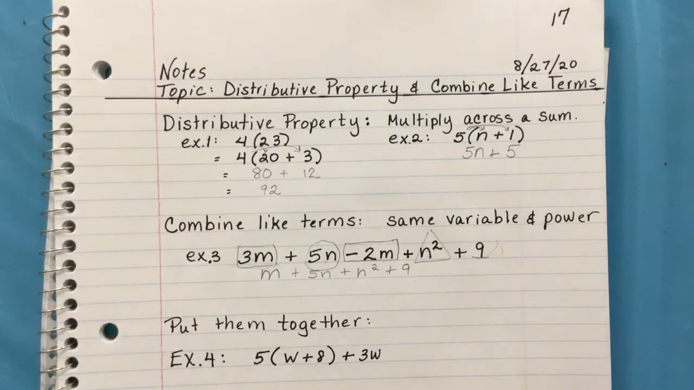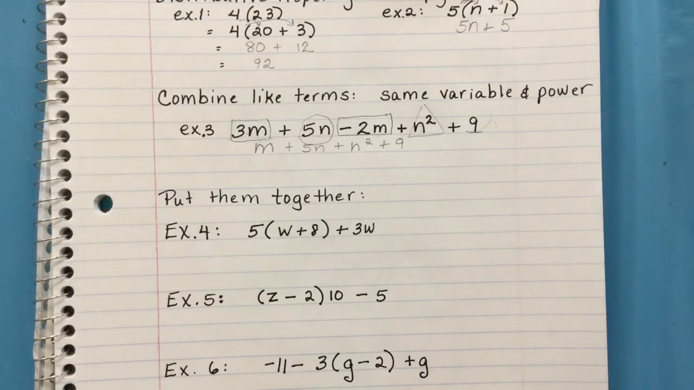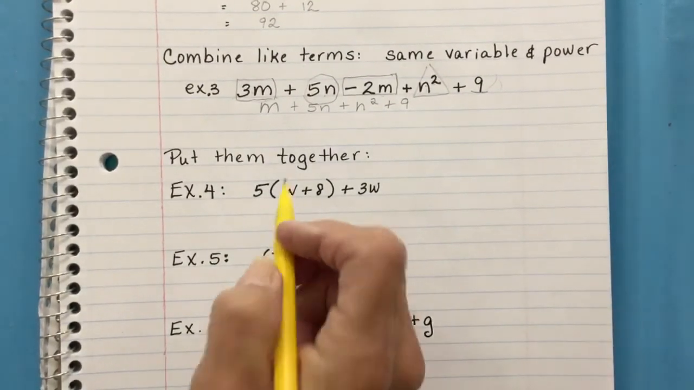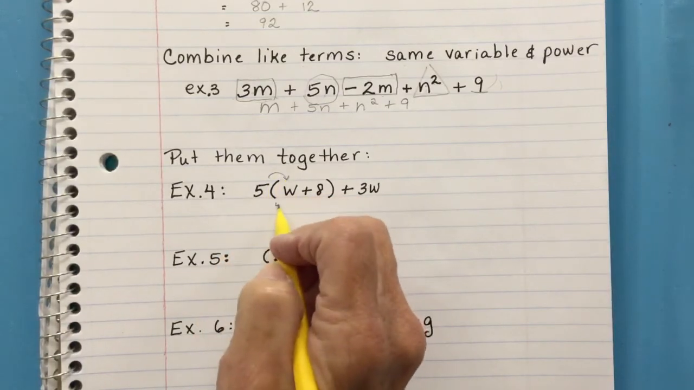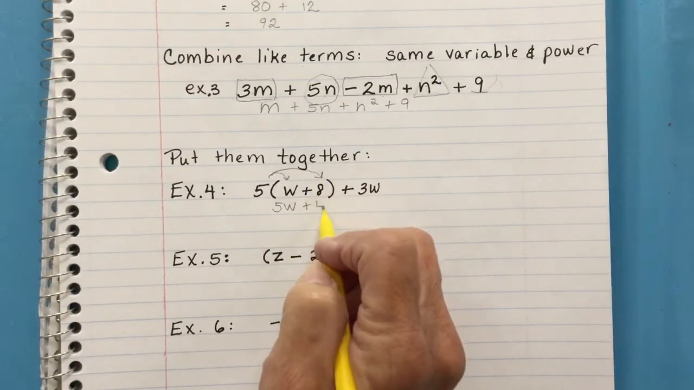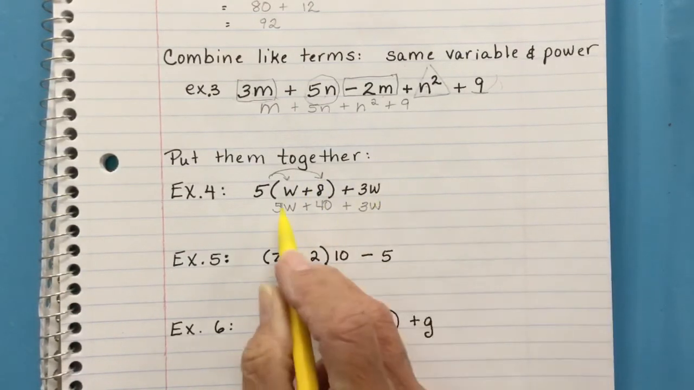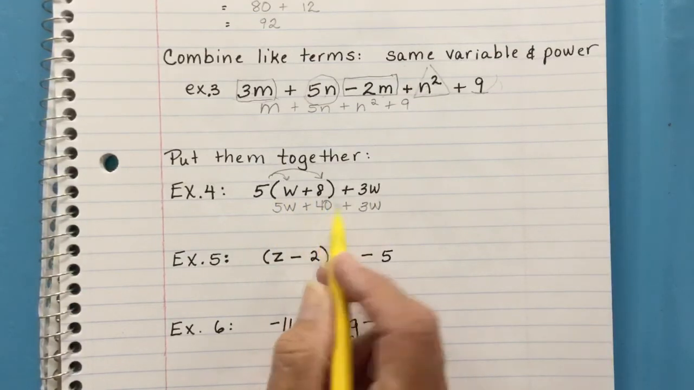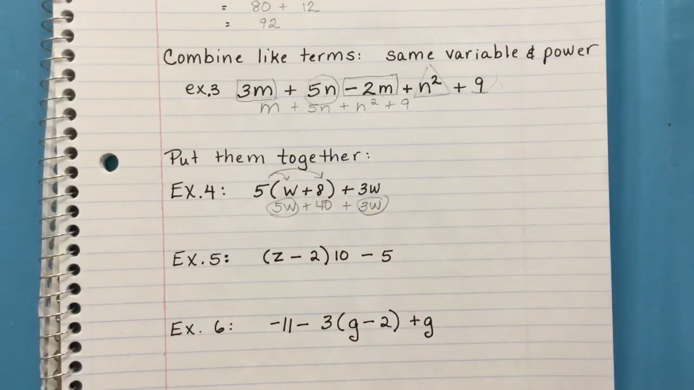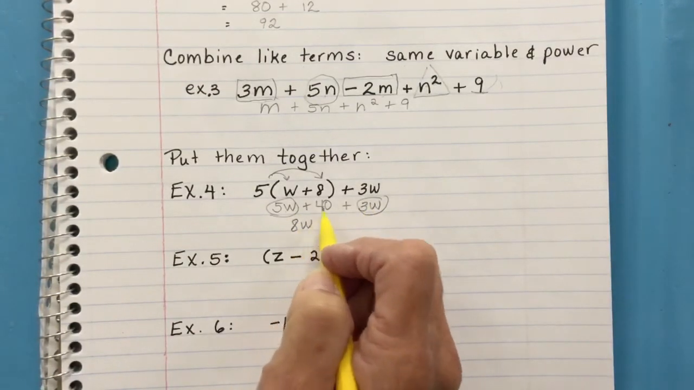So now what we're going to do on these examples below is we're going to do the distributive property and combine. So I'm going to go 5 times w is 5w, and then I'm going to go 5 times 8 is 40. Bring down the 3w. I'm finished with distributing. Now I'm going to combine my like terms. These are both w to the first power. So those two can be put together into 8w plus 40.